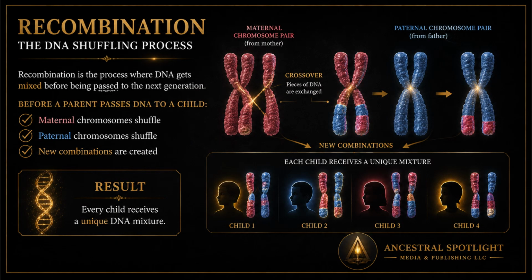Recombination is nature's way of shuffling the genetic deck. Before parents pass DNA to their children, chromosome pairs exchange pieces of DNA. This creates brand new combinations that have never existed before. Because of recombination, siblings receive different DNA from their parents, even though they share the same mother and father. Without recombination, all siblings would inherit identical DNA.